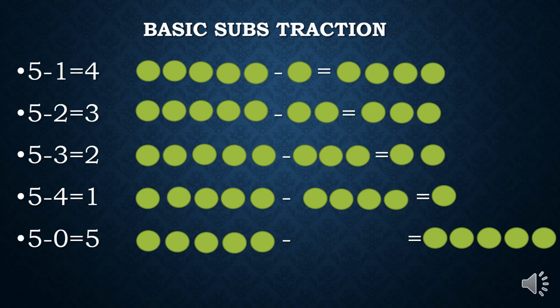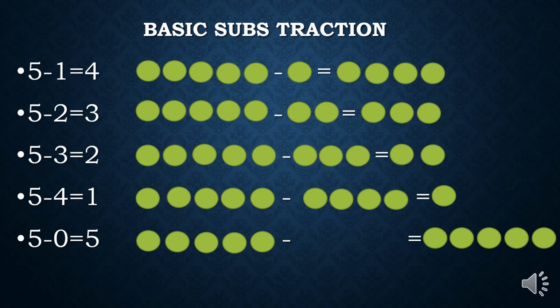Let us use subtraction. Basic subtraction. 5 minus 1 is equal to 4. 1, 2, 3, 4, 5 minus 1 is equal to 4 circles.